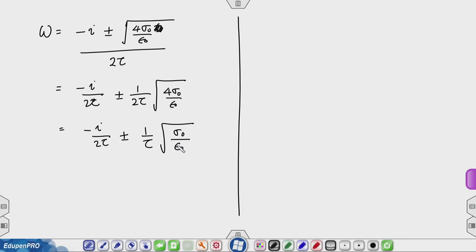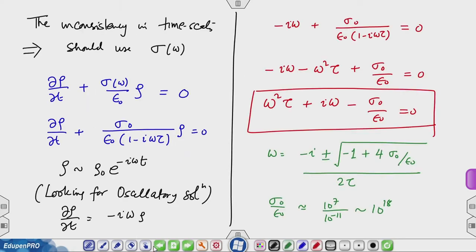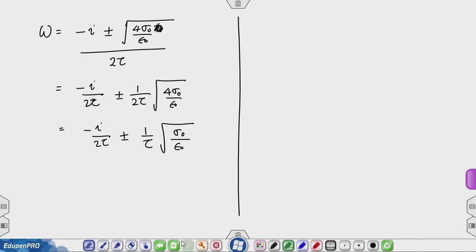Let me see, I think I am missing a tau. Let me just check. Going back, there was a tau here, yes. There was a tau sitting here. So, okay, there was a tau sitting here.